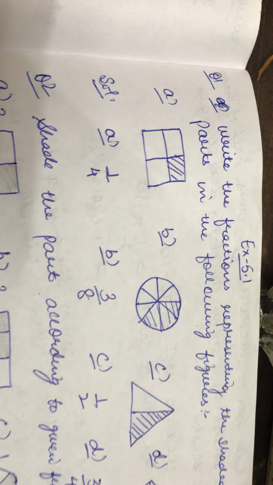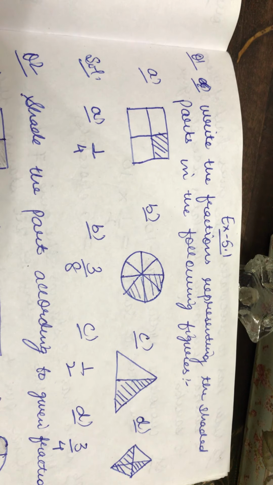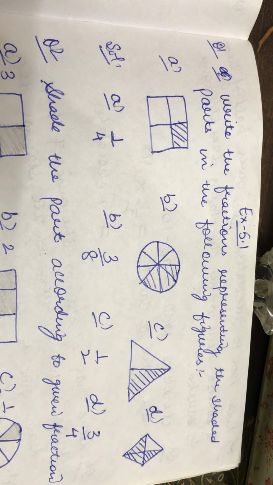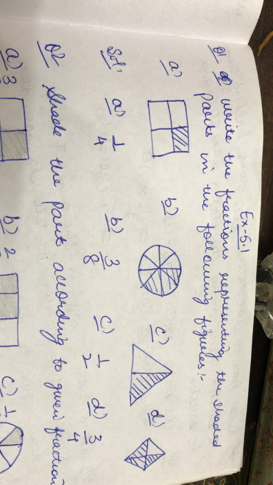Now we are going to discuss the exercise questions of this chapter. Exercise 5.1 from your book. First question is, write the fractions representing the shaded parts in the following figures.